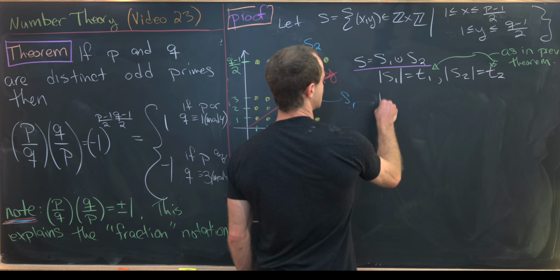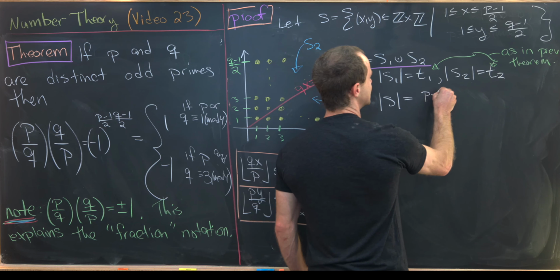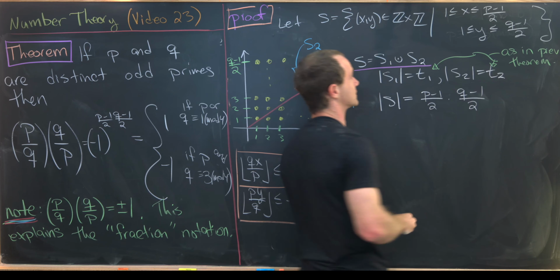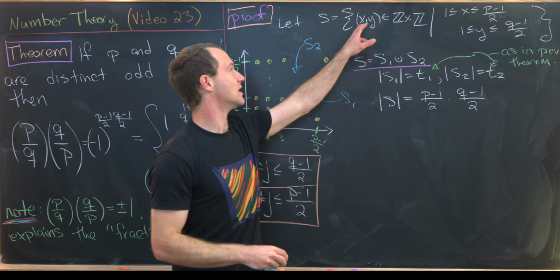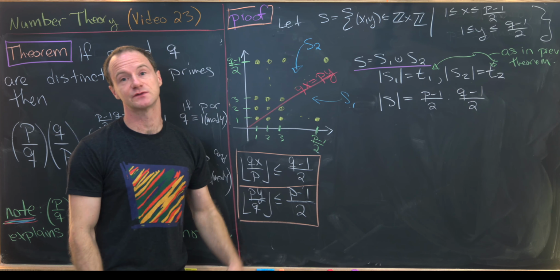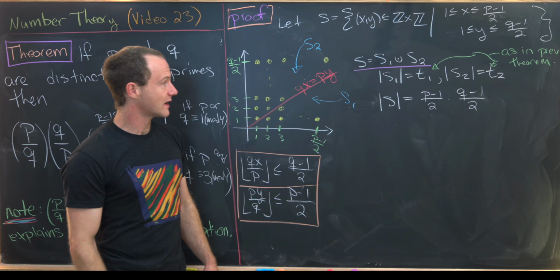Another thing we can notice is that the size of S is pretty easy to calculate. It's just (p minus 1) over 2 times (q minus 1) over 2, because we've got freedom of choice in these x and y's, from 1 to (p minus 1) over 2 and 1 to (q minus 1) over 2. Okay, now we're ready to finish it off.